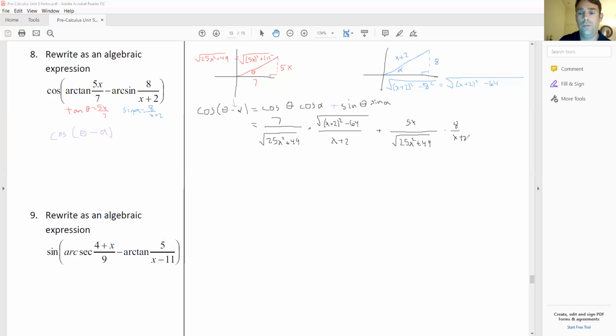So we're going to go ahead and write this over a common denominator. Let's make that our final answer. So 7 times the square root of x plus 2 squared plus 40x, all over x plus 2 times the square root of 25x squared plus 49.